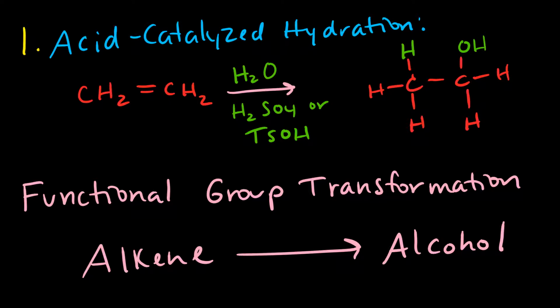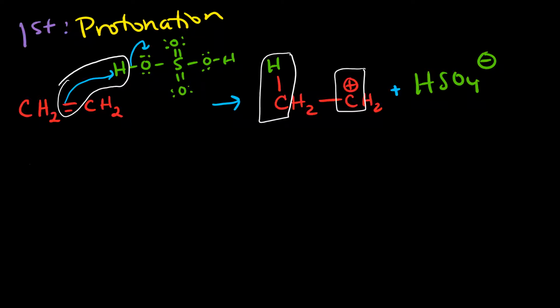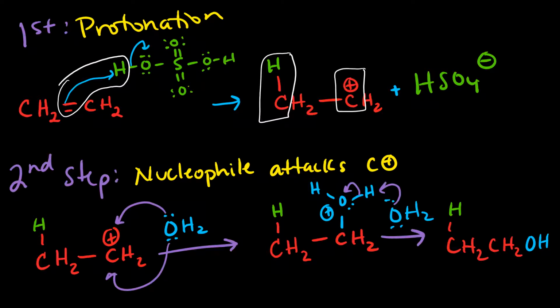First, let's take a look at the acid-catalyzed hydration, and this functional group transformation is alkene to alcohol. So here's the protonation step. This is done in the presence of either tosic acid or sulfuric acid, and the pi electrons are attacking the proton. One side is protonated, the other side is left as a carbocation. In the second step, water is the nucleophile that can come in and attack, and it could attack from either side since this is a trigonal planar carbon.